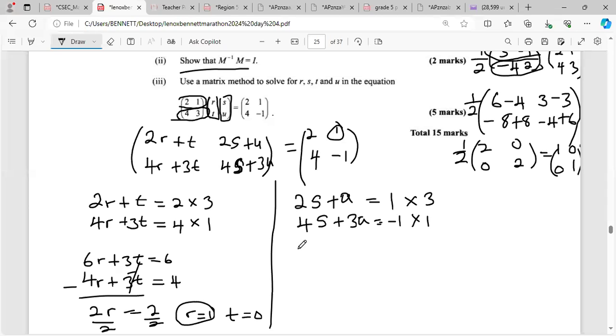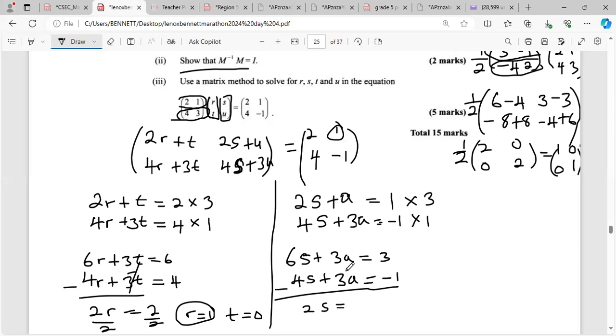So 3 times that gives us 6S. 3 times U, 3U. 3 times 1, 3. And then 1 times 4S, that's 4S. 1 times 3U, 3U. And that's why we did it, right? And of course, 1 times negative 1, negative 1. This time, the two of them are positive, so we have to subtract, in order to get 3U to be 0. So 6S minus that gives us 2S. This here minus, now this minus goes here, so it's going to be 3 minus negative 1. So 2S equals 4, because this is going to become 3 plus 1, 4. So that means S works out to 2.